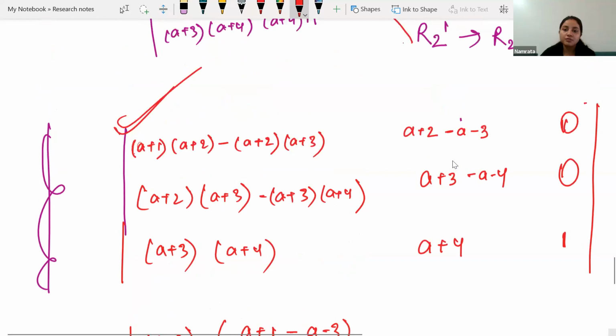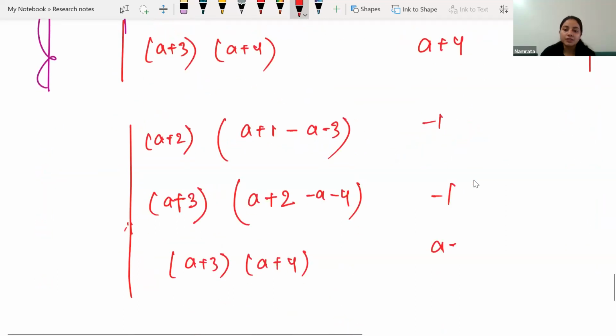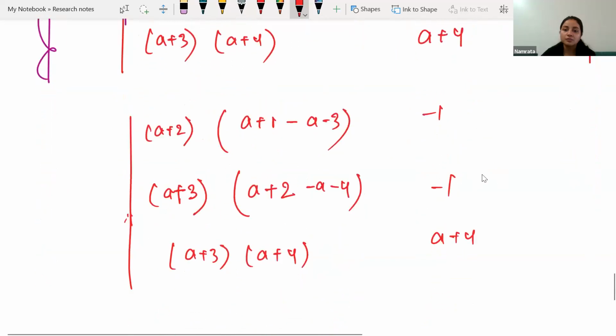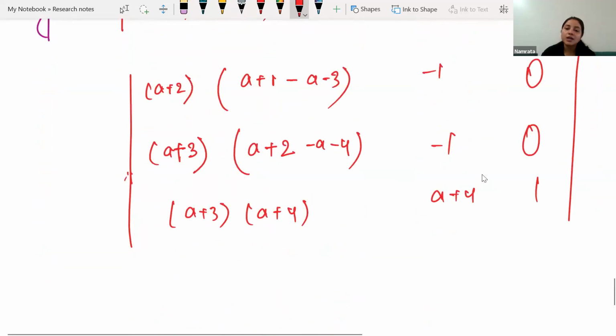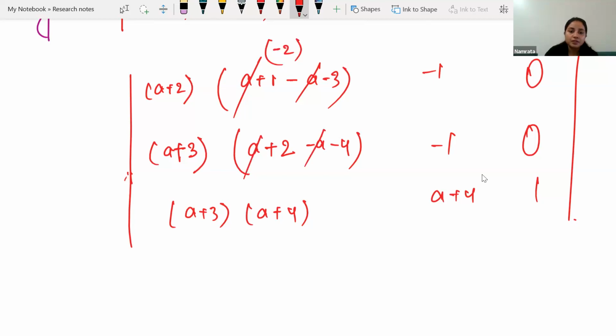Here in the second column, we will be having a gone, 2 minus 3, minus 1. A gone, 3 minus 4, negative 1. Here we'll be having a plus 4. The last column will be 0, 0, 1. Now I said to you why we are doing it, so that we can do the simplification. We can just expand the determinant easily. So here also I can see we will be getting 1 minus 3, that means negative 2. Here 2 minus 4, that means negative 2. So we are having negative 2 here, negative 2 here, nothing is here. This is what we are having for now.